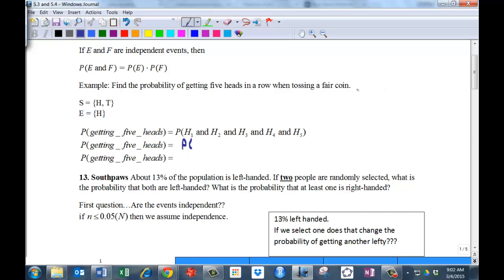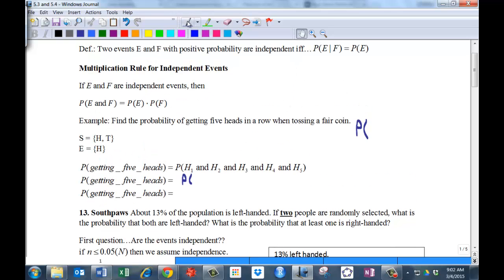and the way that we think about this is based on the definition above. So we're saying the probability of E given F is equal to the probability of E. So let's look at what this means in terms of the coin. The probability you get heads on the second toss, given you got heads on the first toss, is that equal to the probability of heads on the second toss?